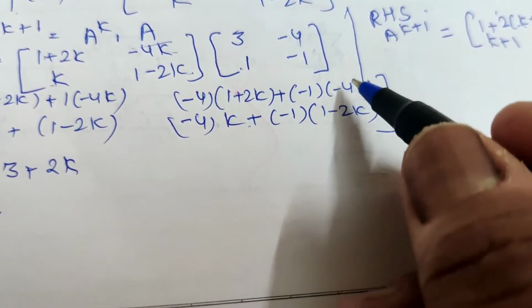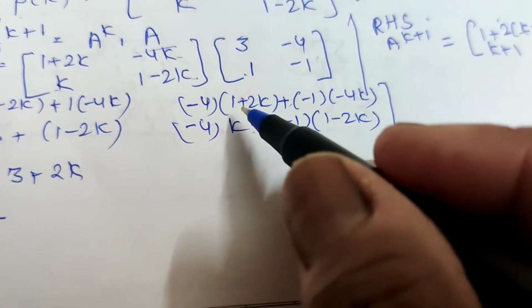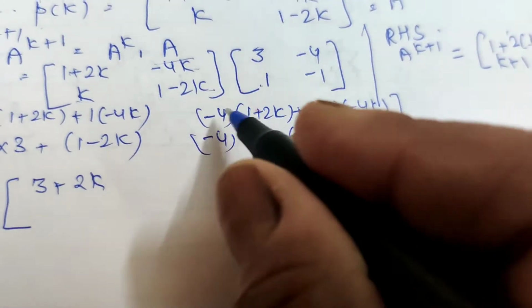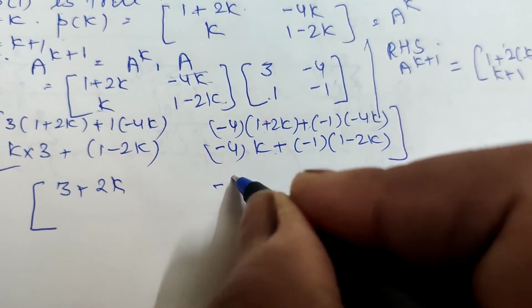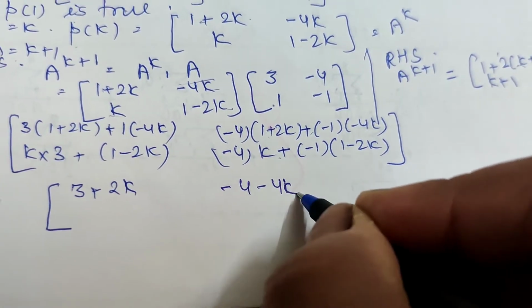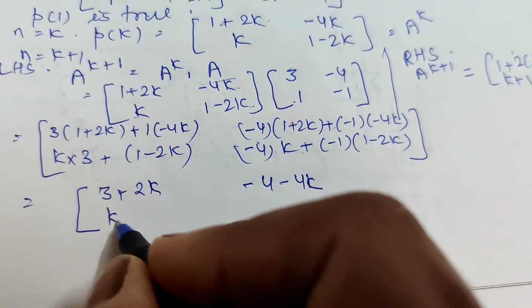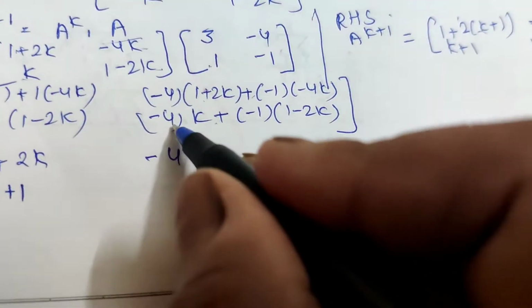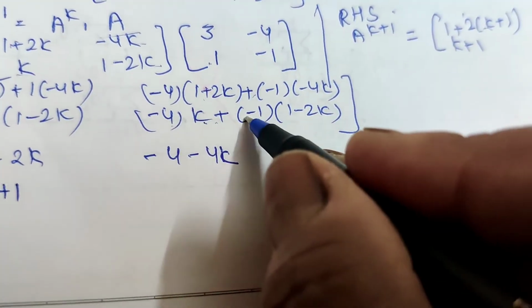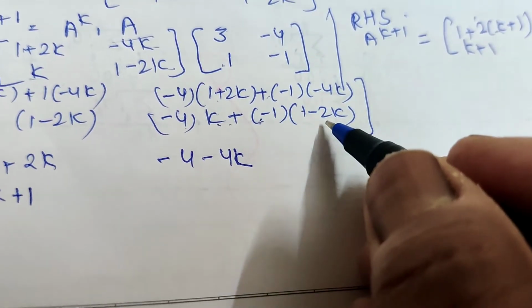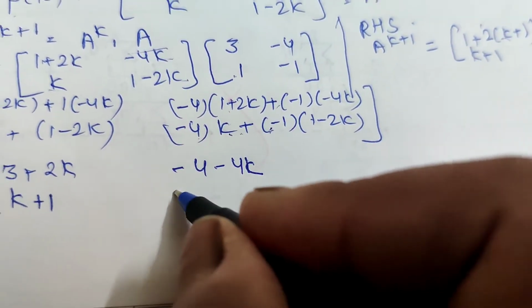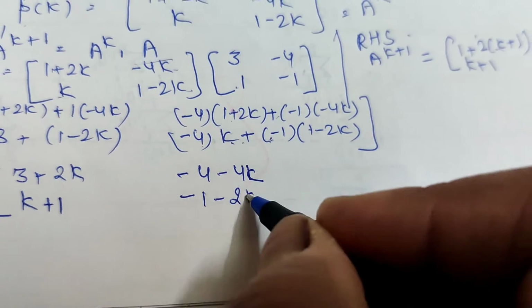This one is plus 4k minus 8k and minus 4. It means minus 4 minus 4k. And this 3k minus 2k is k plus 1. And in this, minus 4k minus 1 plus 2k, it means minus 1 minus 2k.